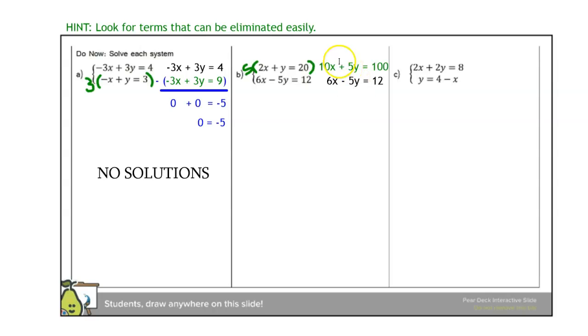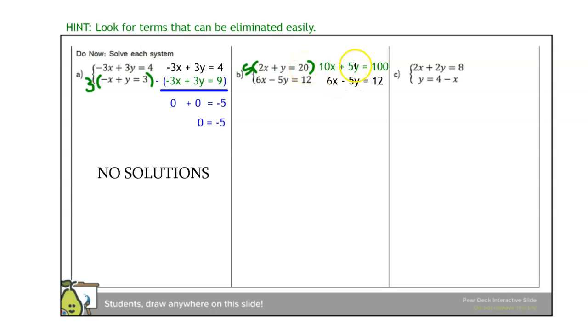Let's do that now. Okay, notice I didn't do anything to one of the equations. In this case, it was the second equation because I already had a negative 5y the way I wanted it. This one I want it to be a positive 5y, so I multiplied everything by 5. And now I have 10x plus 5y is equal to 100. Don't forget to do 5 times 20. That's a common student error.